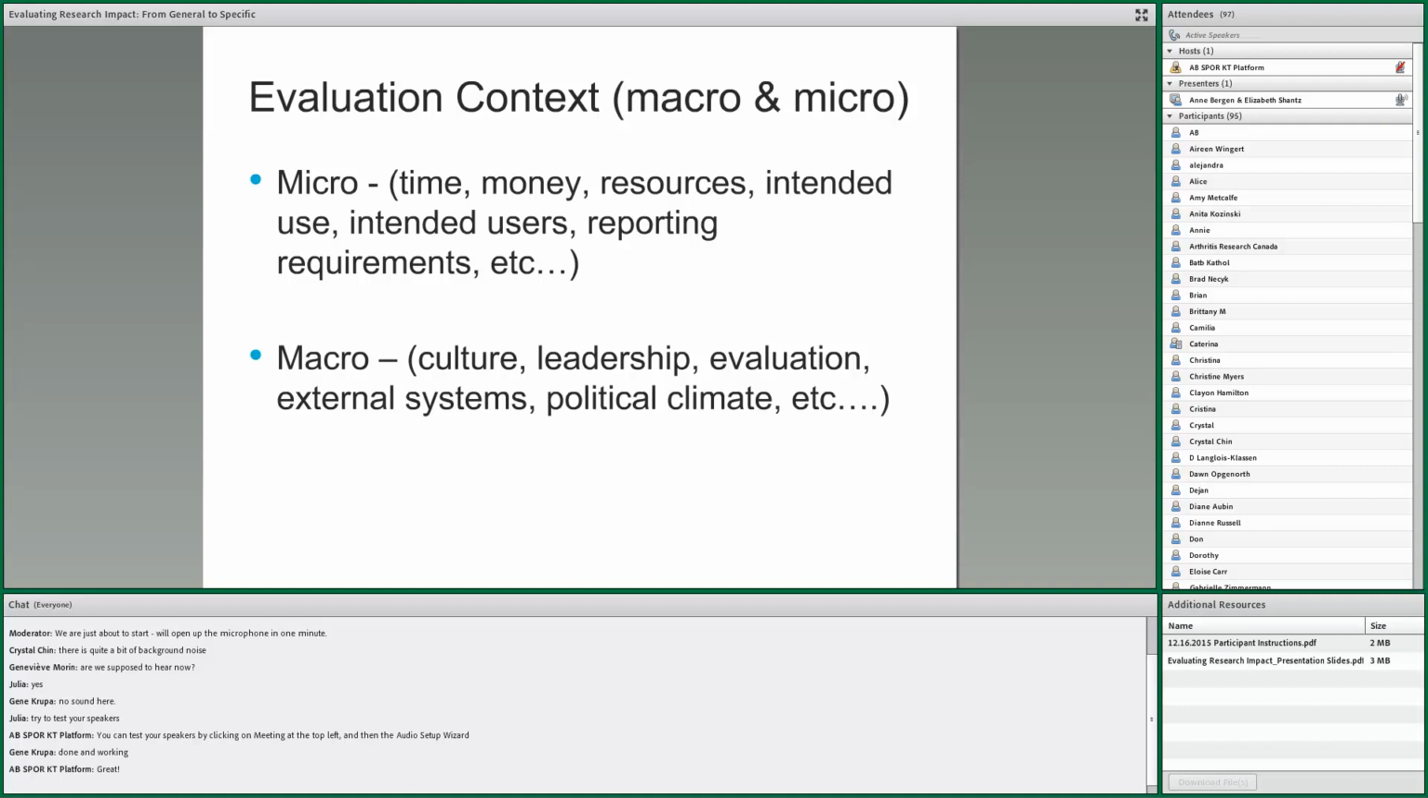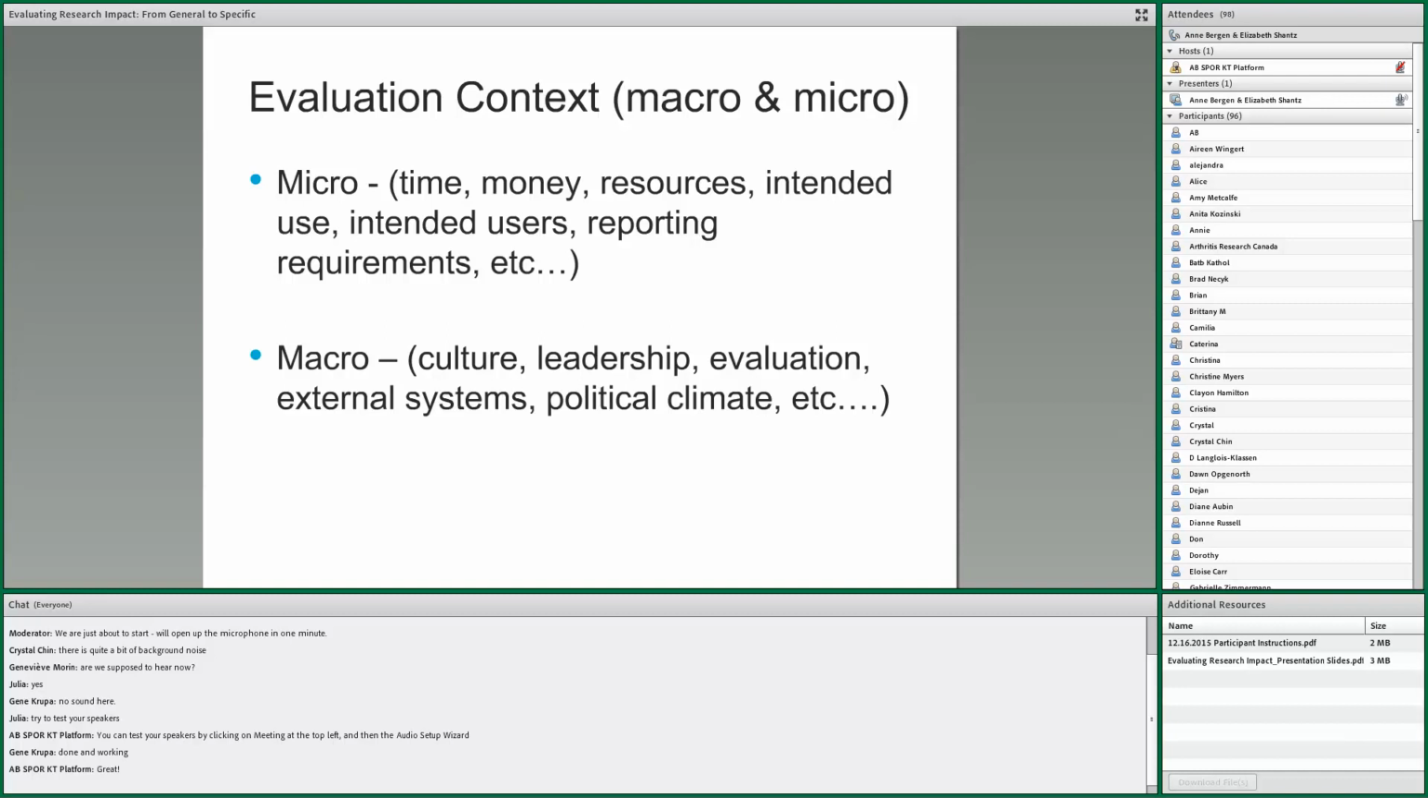And then at a more macro level, what does your organization look like? Does the leadership support evaluation? Is there a framework in place for research impact evaluation that you should be using, one that's been predefined, or are you starting from scratch? What external systems are going to have an impact on your ability to report both success and failure of research? And by failure, just because research doesn't have impact right away doesn't mean it never will. So if you fail to show research impact in year one, does that mean that there's no impact, or just that it hasn't emerged yet?